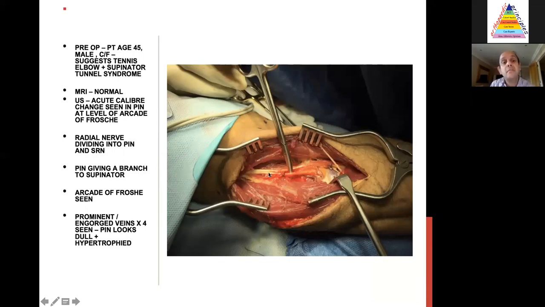He had both the symptoms for supinator tunnel and tennis elbow. Remember, tennis elbow has a 5 to 10% association with supinator tunnel. So you need to look for tennis elbow in any case where you're suspecting a PIN entrapment. Then even though MRI was normal, ultrasound did suggest an acute caliber change in the PIN. So you can see the caliber change, and the quality is different also, it's very dull.